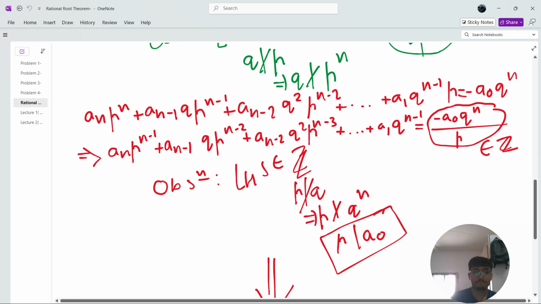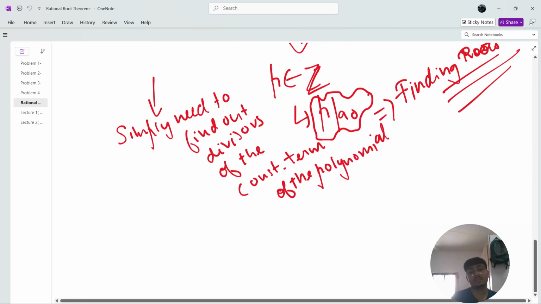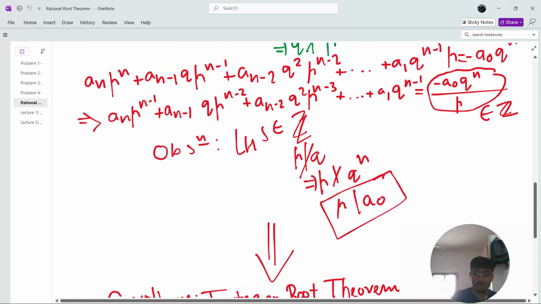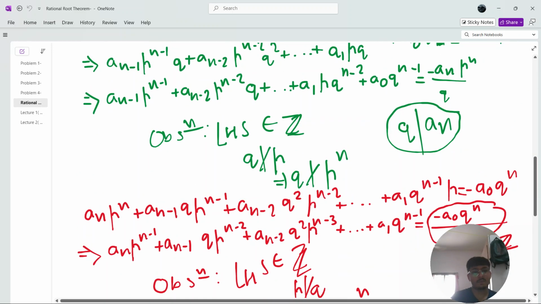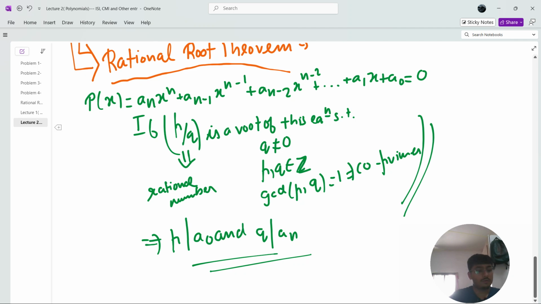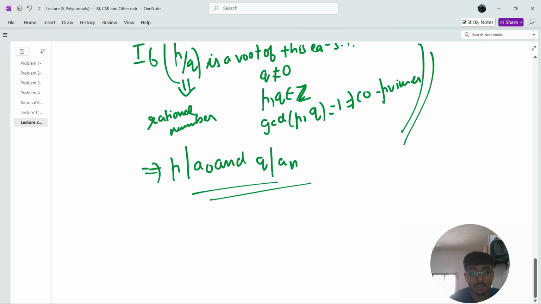Good to go. I hope I am clear with it. Easy one. Proof is really easy. Just put and manipulate. So that is all for this theorem. I will just be writing it.